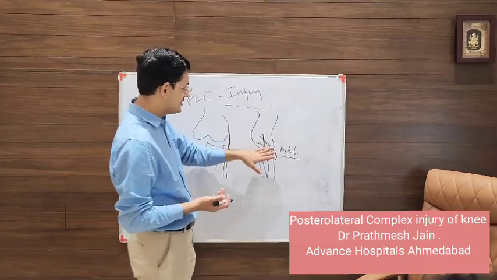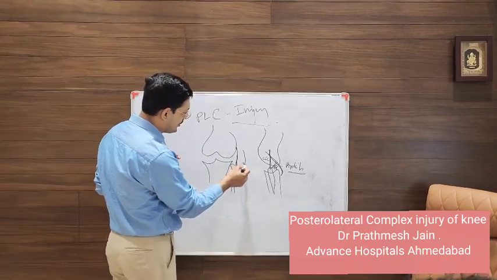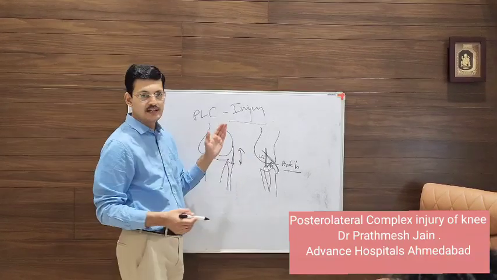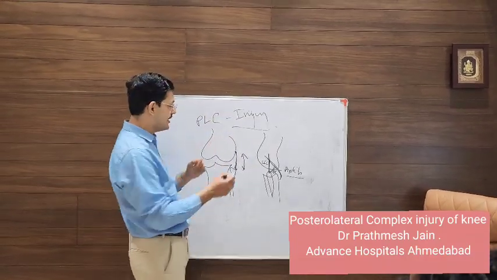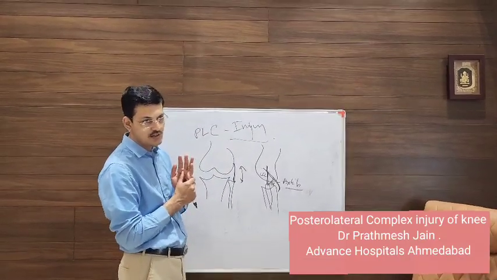And whenever the LCL is torn, the patient will have varus laxity. So the opening of the joint will be increased. So it is divided into grade 1, grade 2 and grade 3. Grade 1 is 0 to 5, grade 2 is 5 to 10 and grade 3 is more than 10.